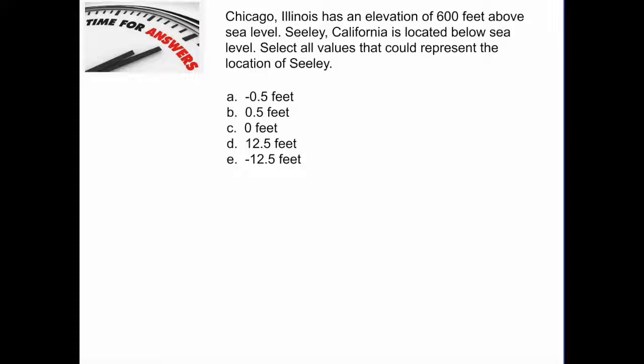Make sure you write down the problem, show all your work. You have 10 minutes. You may begin.